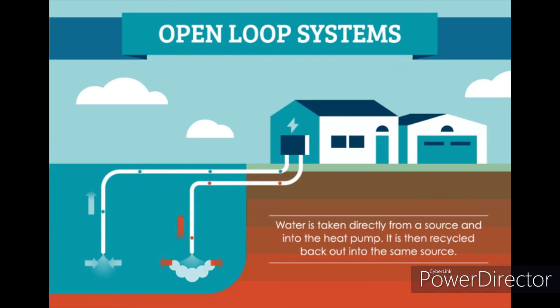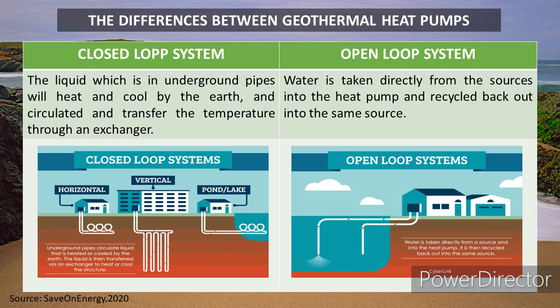The figure shows the open-loop system. It works when the water is taken directly from a source and into the heat pump. Then, it is recycled back out into the same source. The figure shows the differences between geothermal heat pumps.